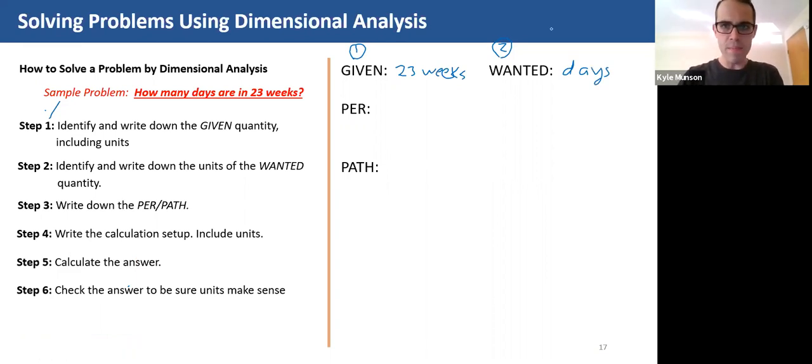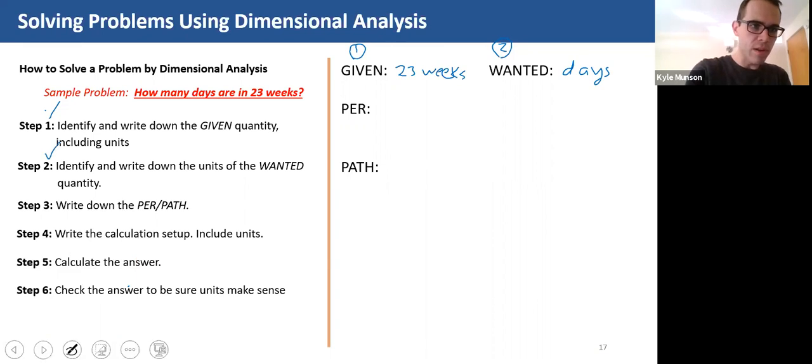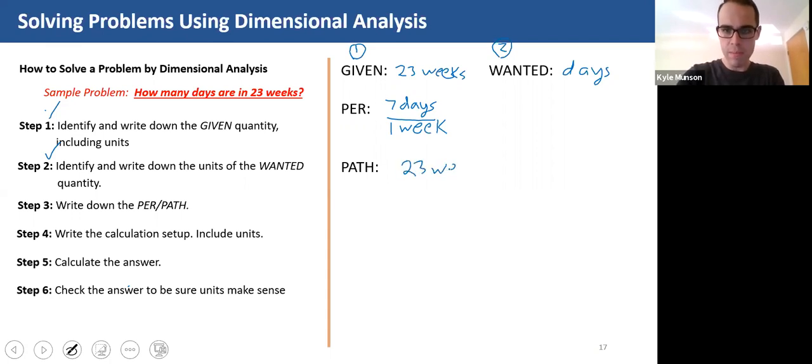So now that we've done that, we've written down what's given, we've written down what's wanted, now we want to write down the per expression. And again, I know that there are 7 days per 1 week. And the path we're going to take, I want to convert 23 weeks to days. Okay. So now that's step 3. All of this is step 3.